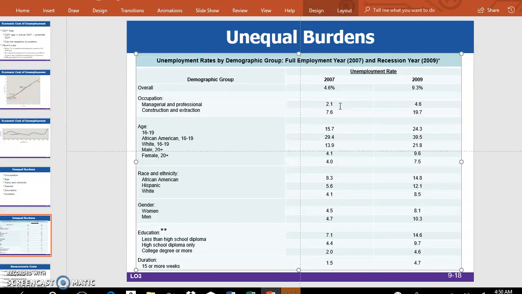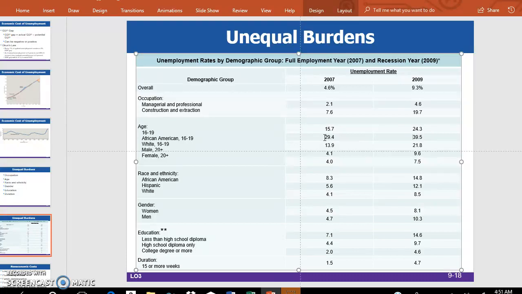Now let us look at the next one. What is it? Age distribution of unemployment. So 16 to 19, they suffer more, 15.7 compared to 4.6 national. See, national average 4.6, and for only this 16 to 19, 15.7. Then the next one 24.3, and then this national average is 9.3. See that white is 29.4, and then in 2009 39.5.